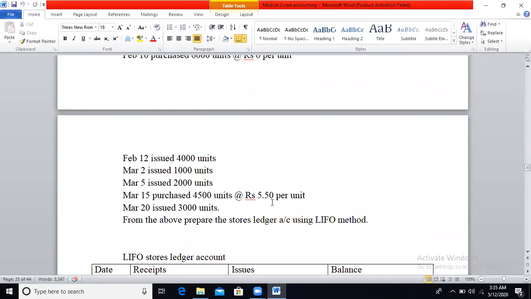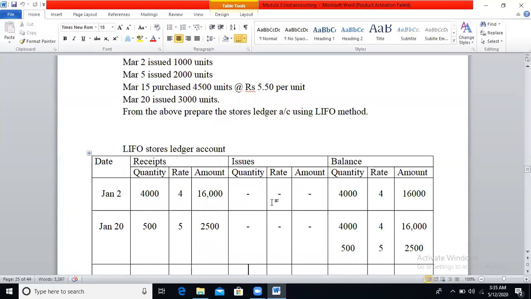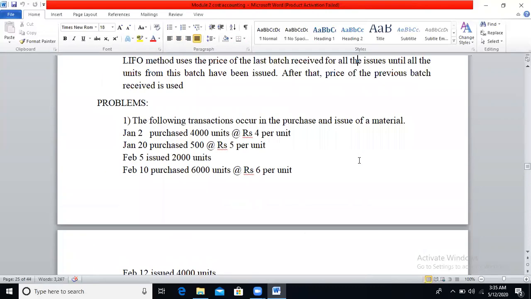I told you, in the LIFO method the latest purchased units will be issued first, and if you want further units to be issued, you will consider the previous batch or previous purchases. So let's solve this problem. The same format will be followed as in the FIFO method; only the method considered will be different. So: the date, receipts, issues, and the balance. See the first transaction.